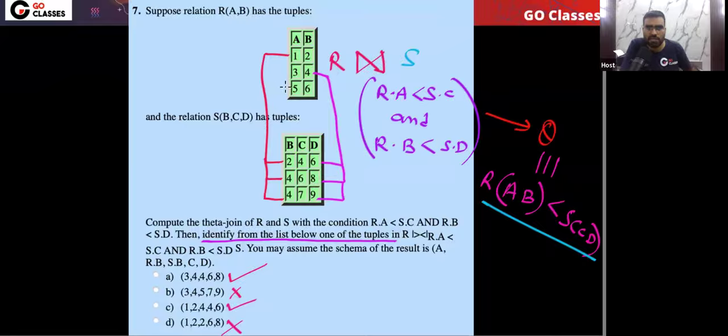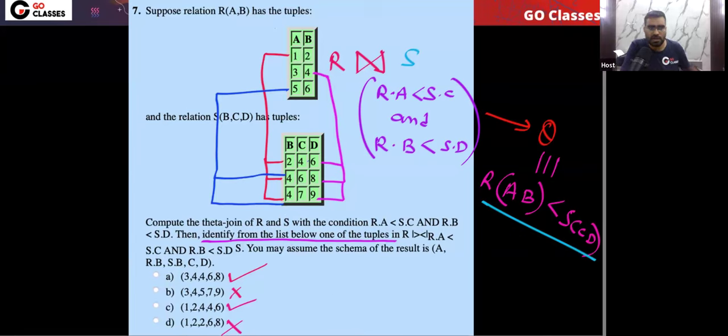What about this 5 6? This will pair with whom? This tuple will pair with 5 6 should be less than CD. So you can see 5 6 will pair with this one, and this will pair with this one. Very simple. I hope this point is clear.